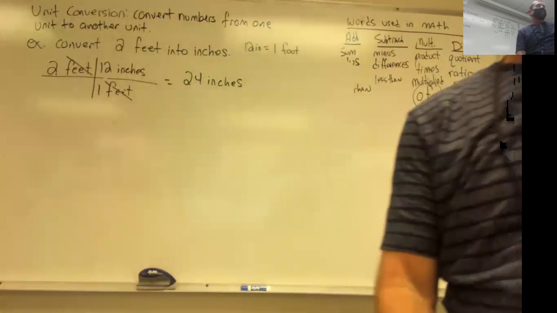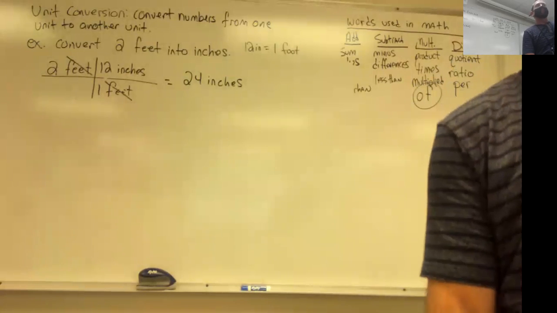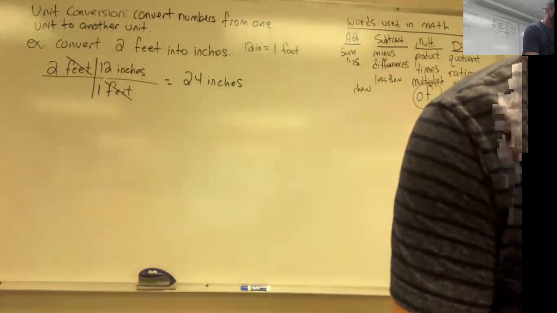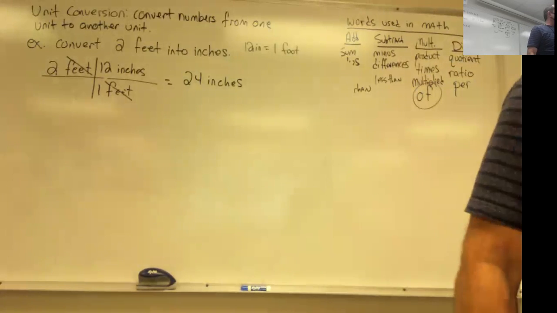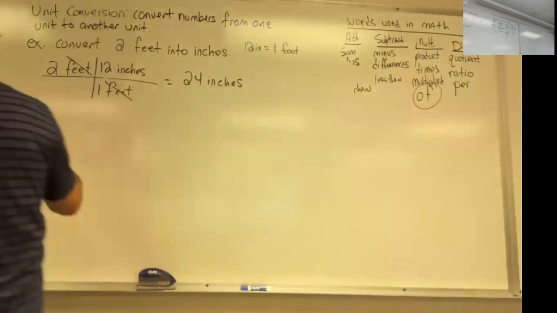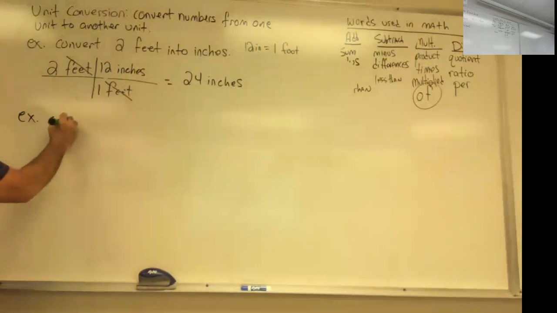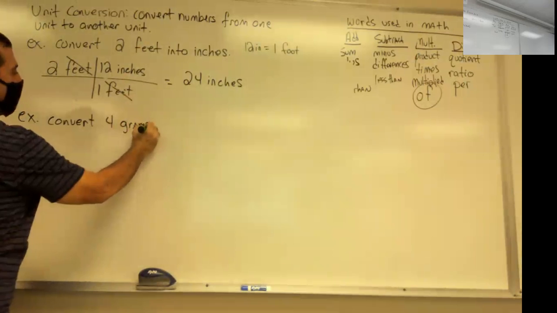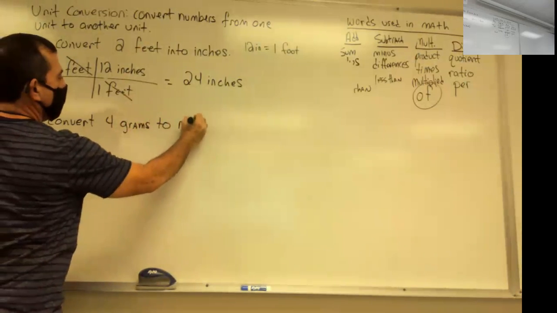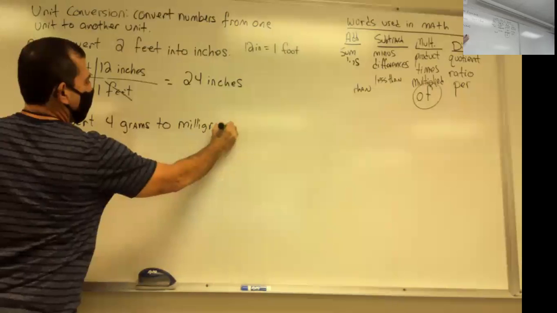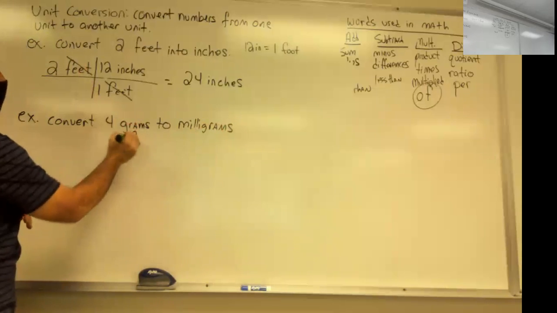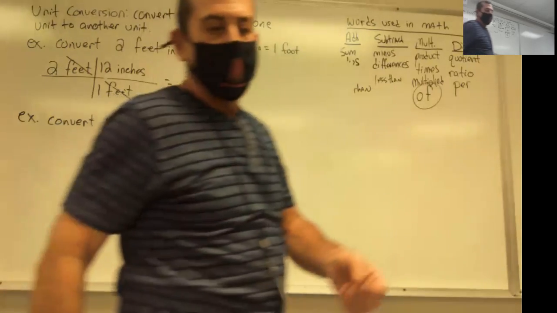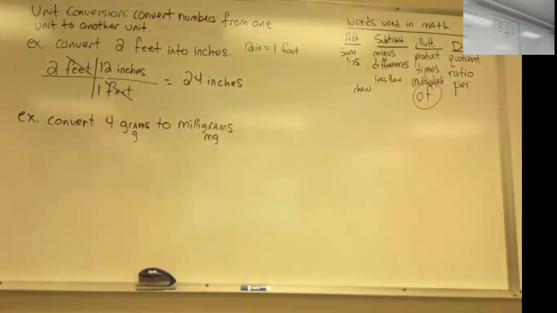So if that makes sense, how I'm sort of setting them up, and then you want to sort of cancel out the units you don't want, so it brings in the ones you do, okay? 4 grams into milligrams. So convert 4 grams to milligrams. So grams will just be a G, and milligrams will be a little m and a G, okay? And that should actually be on your sheet.